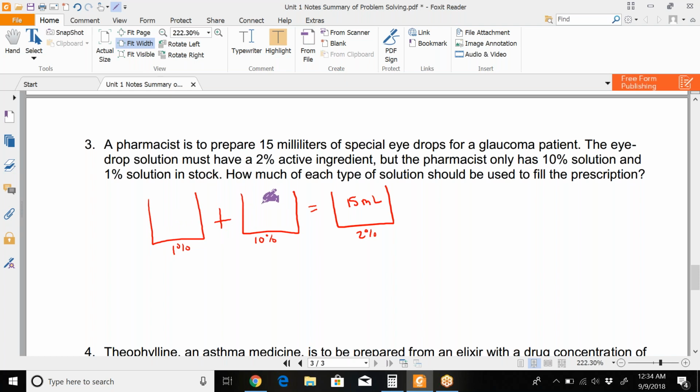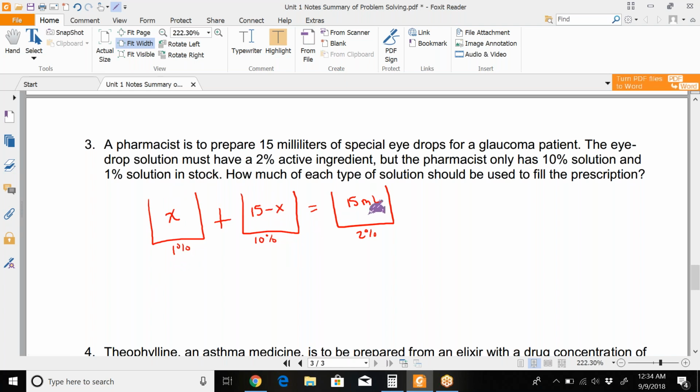So what we do in these, we have to realize this has to add up to 15. You can't have more medicine than you're going to give the patient because if you don't give them all of it, the concentration's not right. So we're going to let this box just be X because we don't have a name for it. You could call this Y, but we haven't learned two variable systems in this class. So we're going to call this 15 minus X because if this was 5, this would have to be 10. It has to add up to 15.